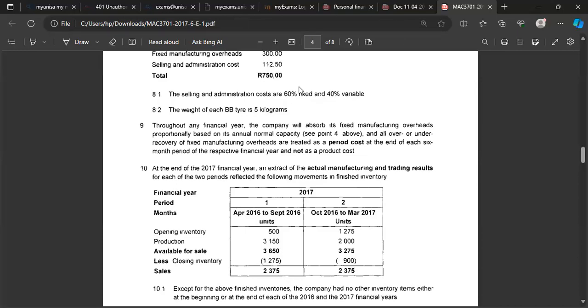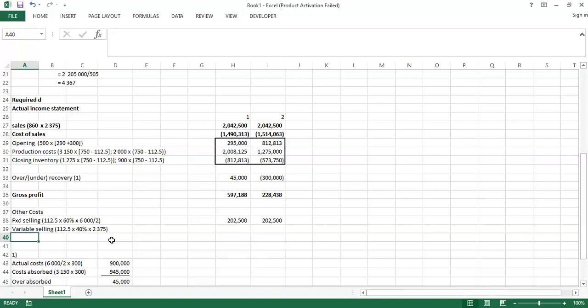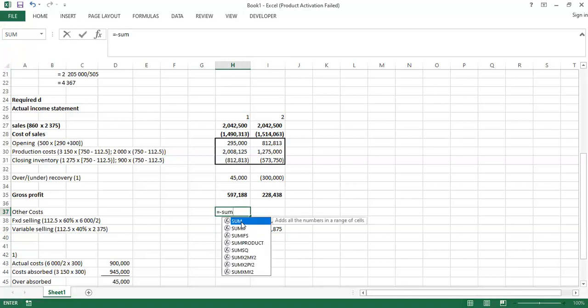So in terms of the variable selling costs, we work with what was actually sold. Right. It doesn't matter what we produced, but the expense that was incurred on what was actually sold. So we multiply that by 2375, and the amount is the same there, right? So let's make this a negative since it's going to be a deduction.